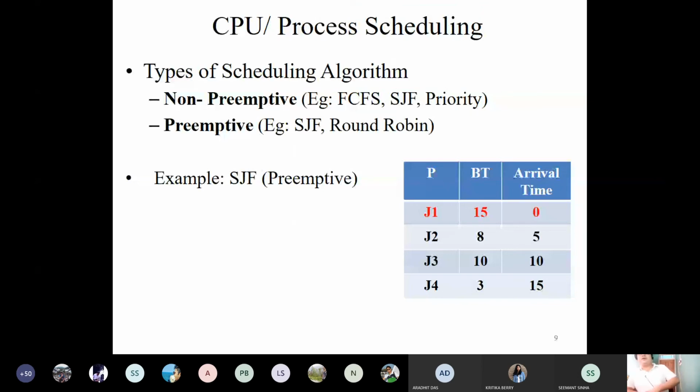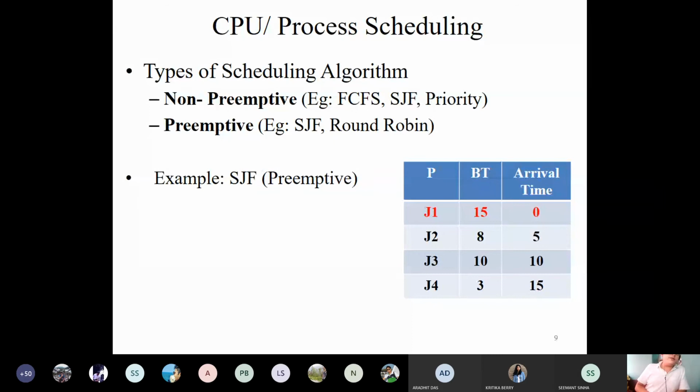Now coming to the point, for the CPU scheduler, there are two different categories of CPU scheduling algorithms. One is preemptive and the other is non-preemptive. The one that you have seen till now was the non-preemptive case.